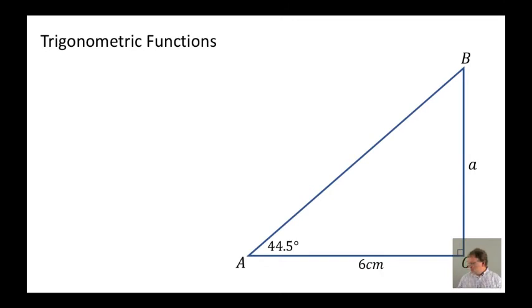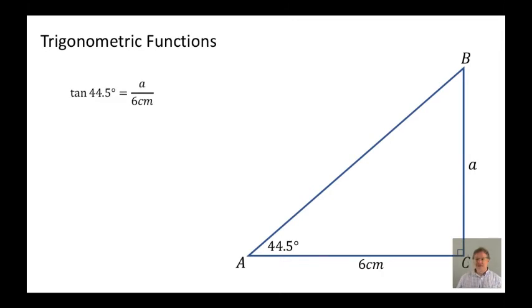In this case, which trig function are we going to be using? You probably already know the answer, but you can tell by noticing that we've got one side which is the opposite side. We're trying to find that. We are given the length of the adjacent side, that's 6 centimeters. Opposite over adjacent, we're working with tangent. So the tangent of 44.5 degrees is equal to A divided by 6 centimeters.